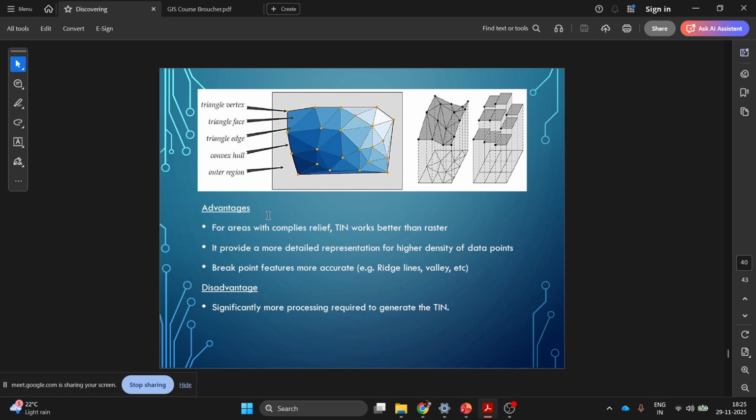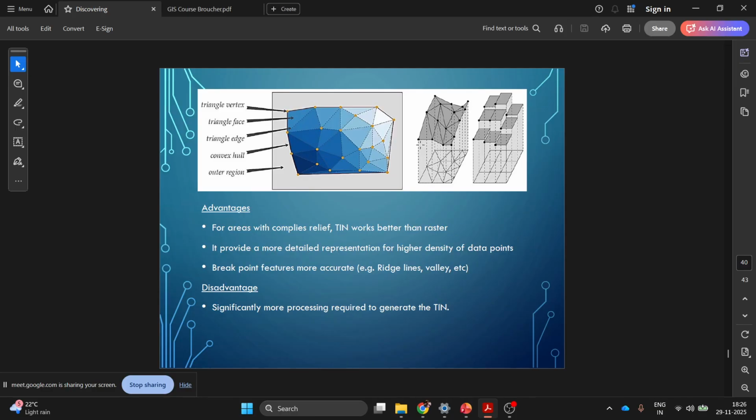Okay. The advantage is that for areas with complex relief, TIN works better than a raster. For example, if there is a space with a lot of ups and downs, a lot of drift and other things, it is good for this particular area. Again, it depends on the place, whether you should use a triangular irregular network or go for raster data. It provides a more detailed representation for high density of data points.